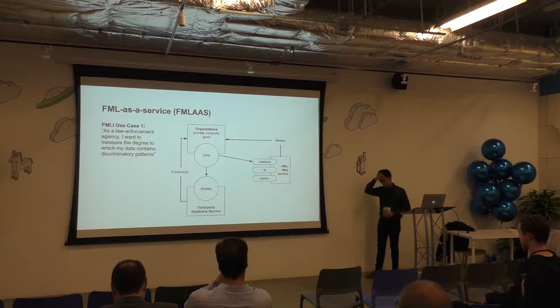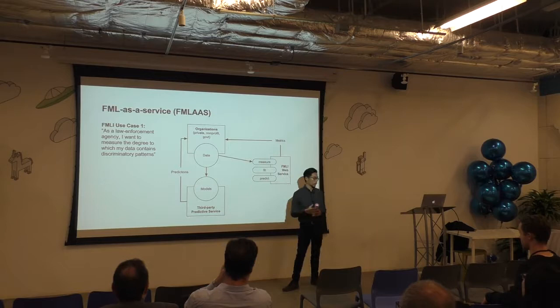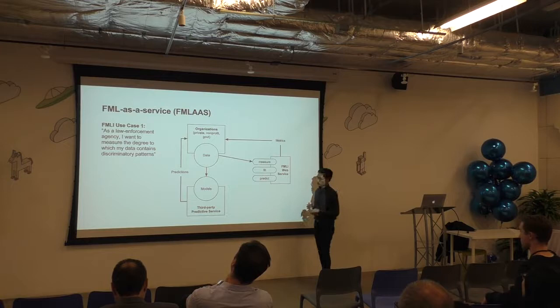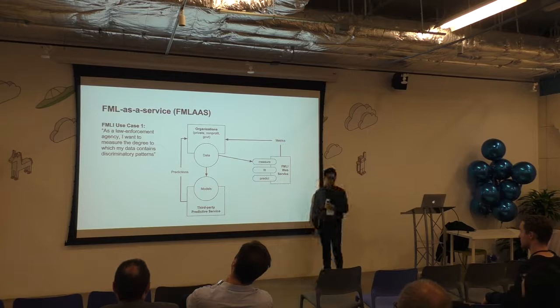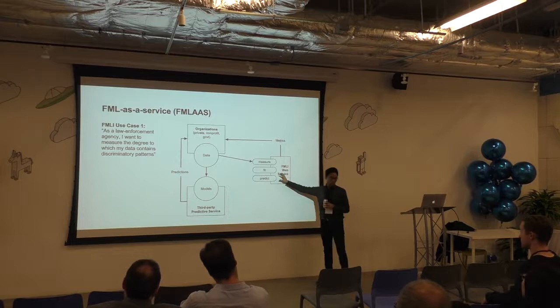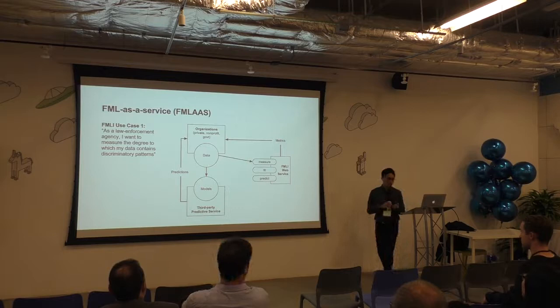The first use case of an fMLI is, I'm imagining, a government agency that doesn't necessarily have strong tech infrastructure, and the most that they want to do with their data is measure the degree to which it contains discriminatory patterns. So they would use a web service like this: you feed in your data, your sensitive attributes, and the outcome of interest that you're trying to predict. So that's one idea.